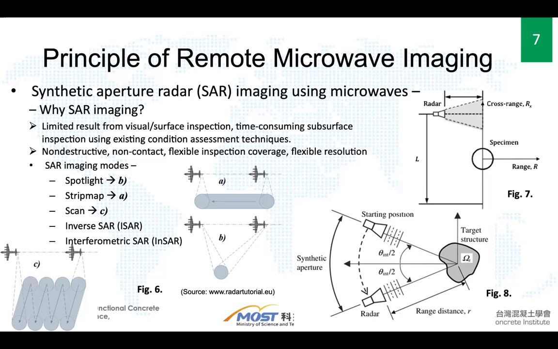Shown here in figures 6 to 8 are different examples of SAR imaging modes. In this research, we will use a stripmap SAR imaging mode, which is shown in figure A in figure 6.